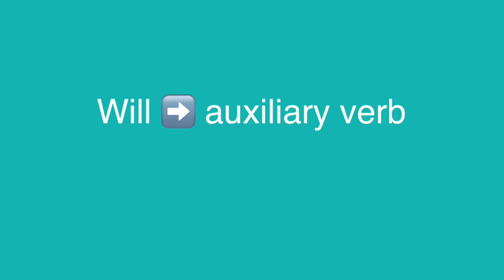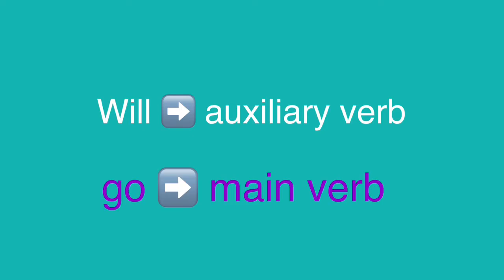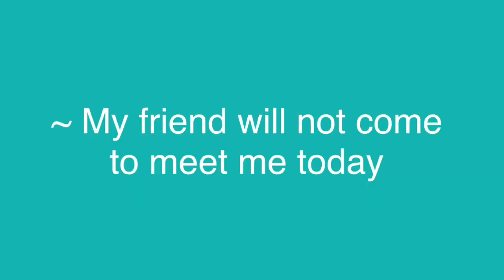So you see, the not is between will and go. Will is the auxiliary verb and go is the main verb. Let's take another example. My friend will not come to meet me today.